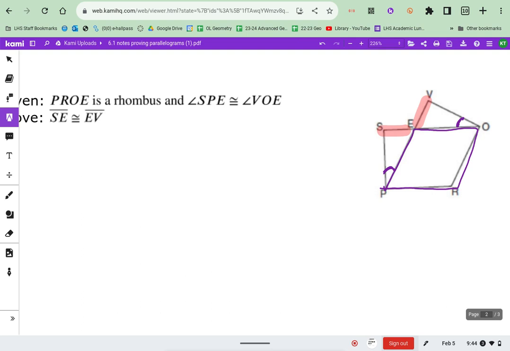Vertical angle is a property of the rhombus. So this is a rhombus, right? Because they're all sides, they all have the same side. And then do vertical angles. That means all these are congruent. By ASA.